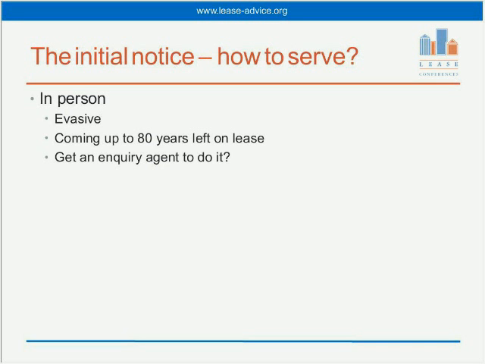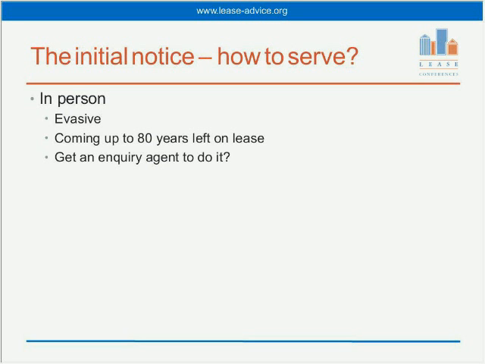Now, how to serve it? Well, consider serving in person. Maybe getting a process server to do it, or sign an affidavit or a witness statement as to where, when, how it was served, and maybe the reaction of the recipient of the notice. When should you serve in person? Well, I think it's fair to say now and again you're going to come across competent landlords who may well be evasive. If you anticipate they may deny they received the notice if it's sent through the post, even if you do everything properly, good idea to serve it in person.